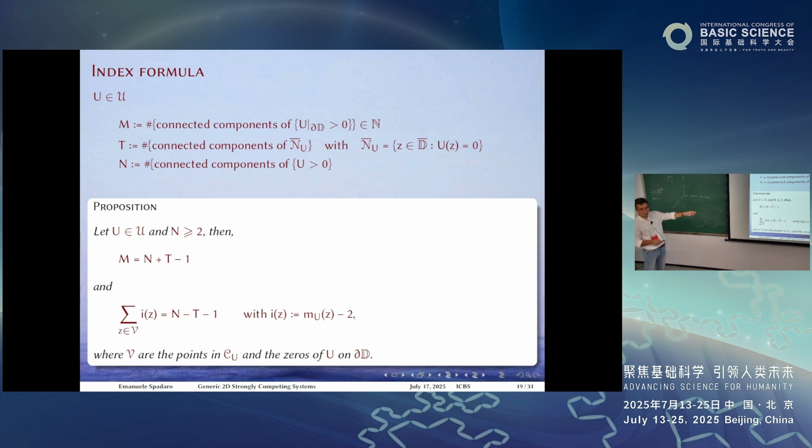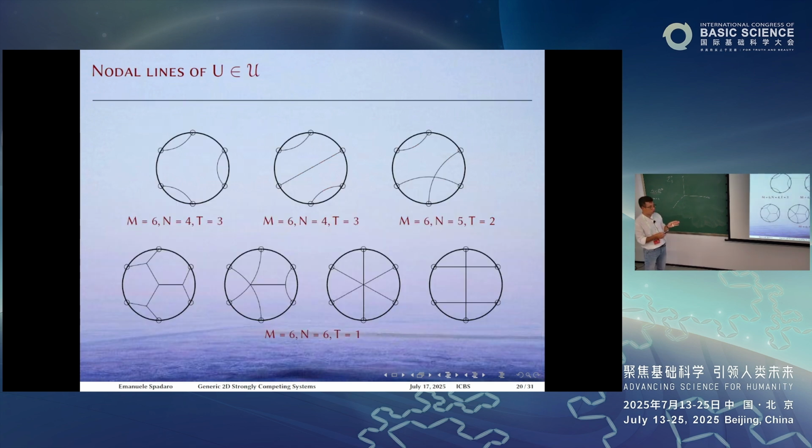a sort of Euler-Lagrange formula for this graph, which is coupled with an index formula saying that if at every critical point, at every zero of the boundary, we associate an index I of z, which is the multiplicity minus 2, the sum of this index is exactly n minus t minus 1. So these two formulas allow us to have a classification of solutions. Here I show the classification for m equals 6. There are 7 different types.